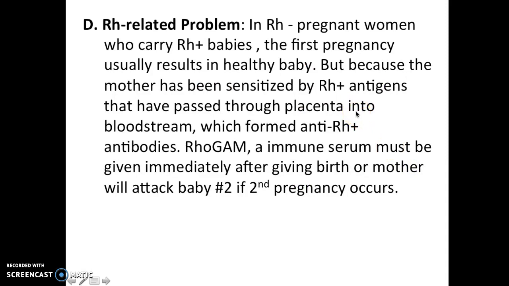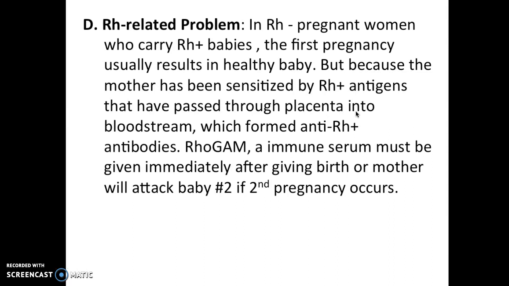In Rh negative pregnant women who carry Rh positive babies, the first pregnancy usually results in a healthy baby. But now you've been exposed, so your body will produce these antibodies. This will probably lead to miscarriage. You just time and time again would not get pregnant. You would miscarry very early on because the body would attack the baby.